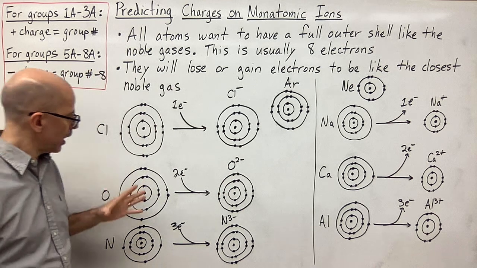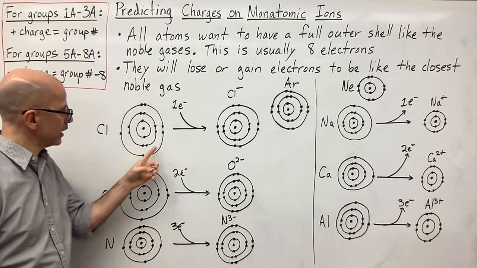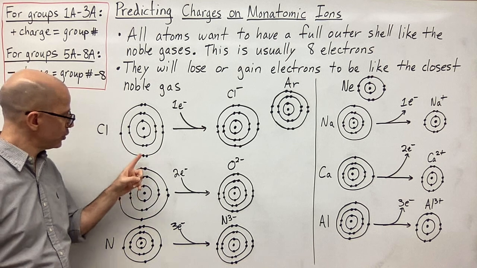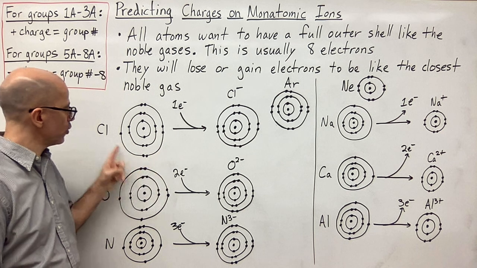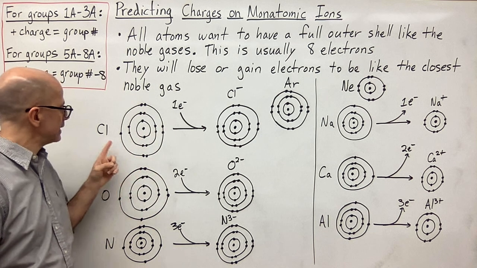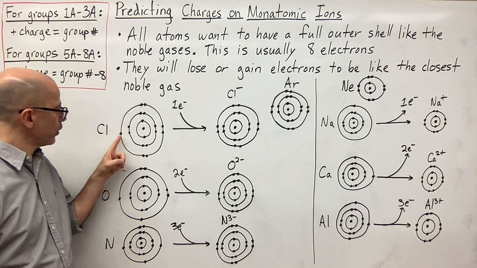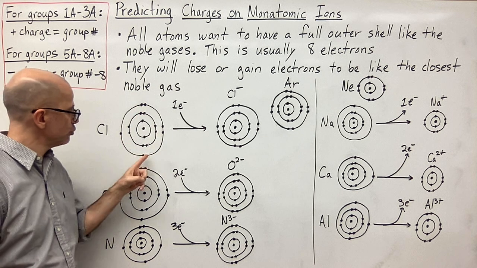Second thing is, notice their valence electrons. The valence electrons are the electrons in the outermost shell. So this third shell or third energy level is the valence shell. And so you'll see that chlorine has 7 valence electrons: 2, 2, 2, and 1.